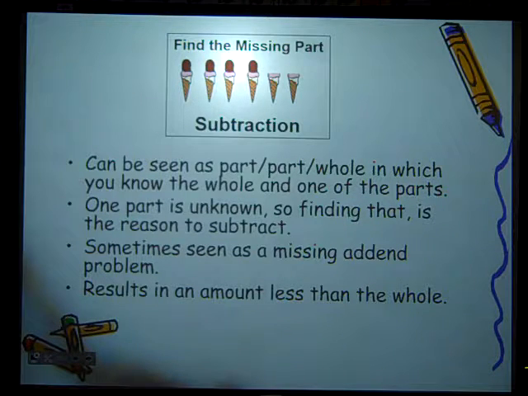Okay? Here's a good example. At a table where there are 4 boys and 2 girls. Okay? There are 6 students total. 2 of them are girls. What is the whole?